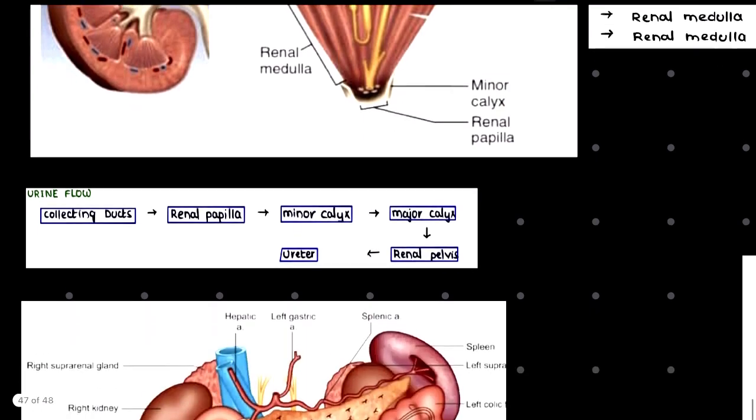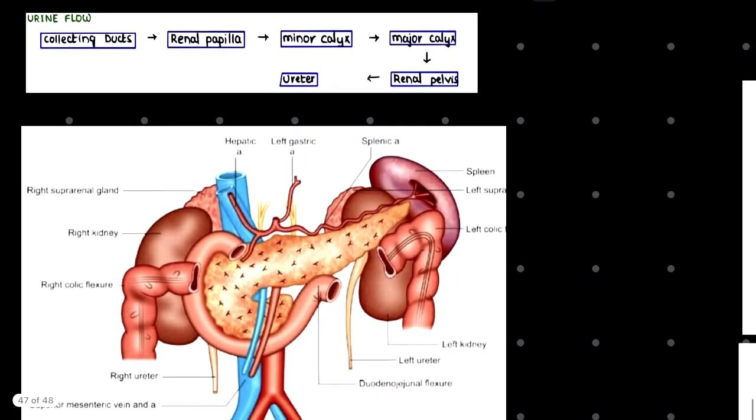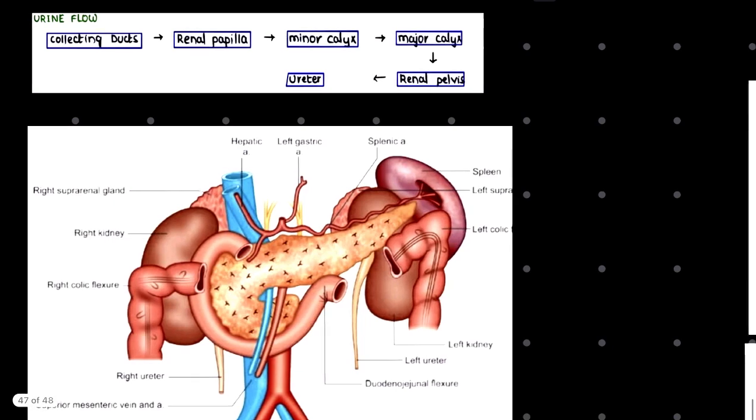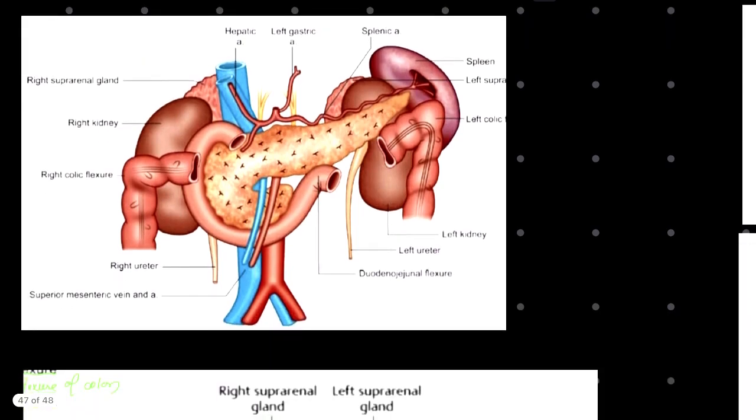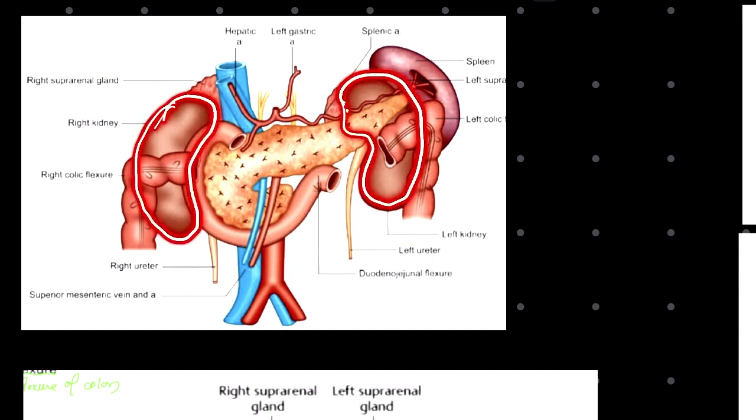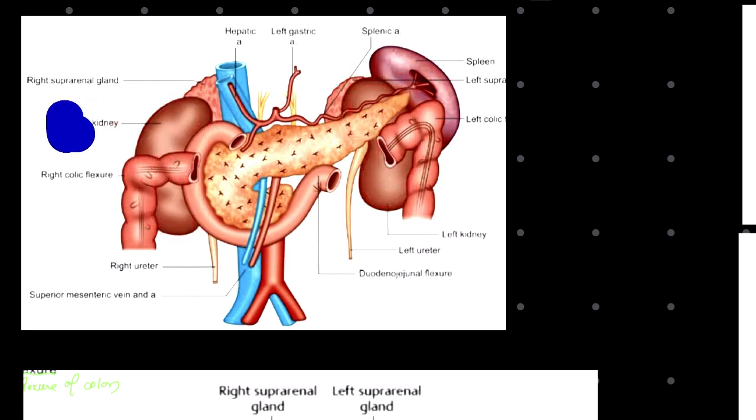Okay, now moving further, we have our discussion on the relations of the kidney. Now talking about the anterior relation of the kidney. Right here, what we can see is our right kidney, and this is our left kidney. Initially, let us look toward the relations of the right kidney. As you can see, the first and foremost thing right here is the adrenal gland, right?